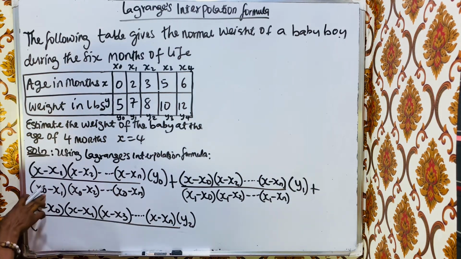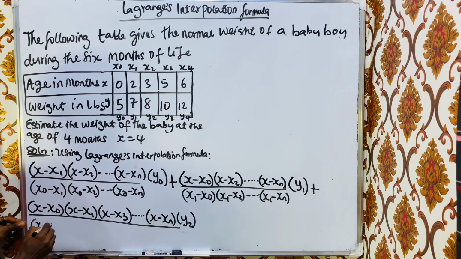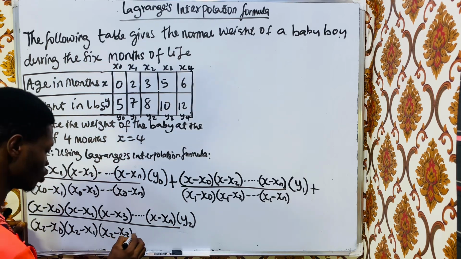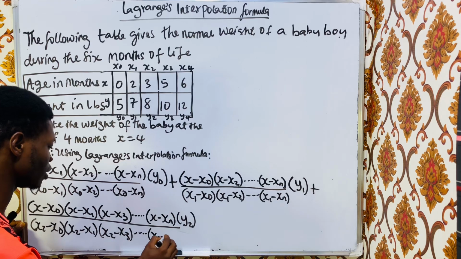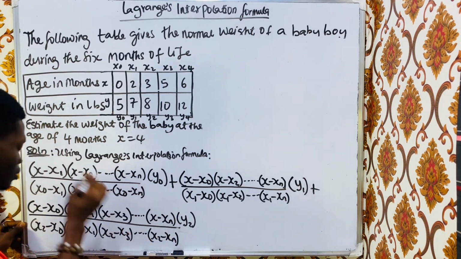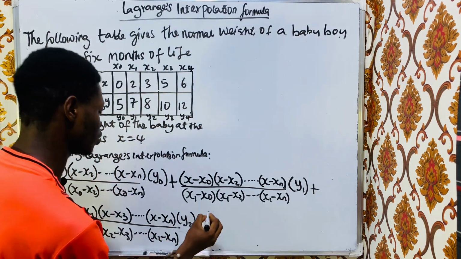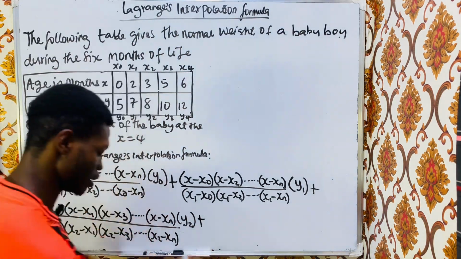Then we have x0, x1. So we are going to now have what? x2 minus this one. Just note that it is minusing this. So we have x2 minus x1. So we have x2 minus x3, dot dot dot, x2 minus xn. Like this. Then plus, we are now going to have what?